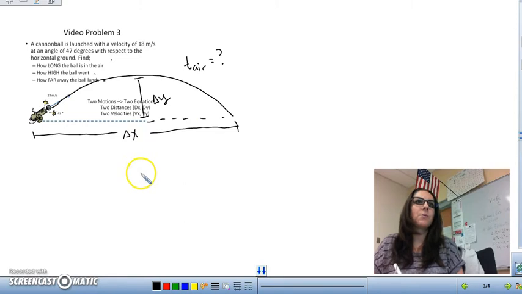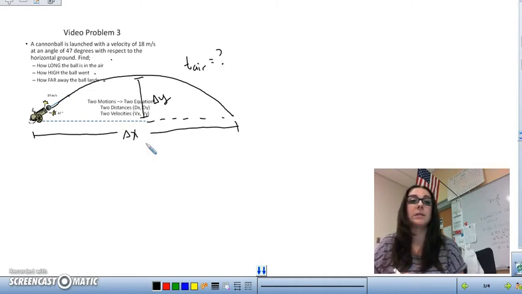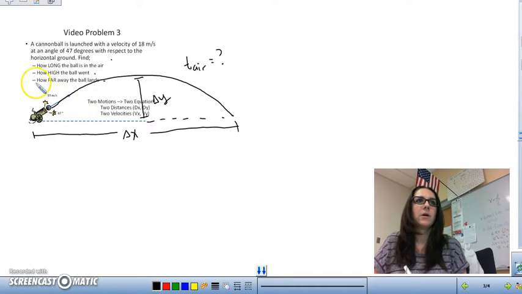Okay, so as always, when you have something like this, we need to break it down. And the first thing we need to do before we even begin thinking about solving the problem is breaking down our velocity into the x and y components. We're going to do that by solving a triangle, because basically this velocity here is 18 meters per second, which represents the hypotenuse of our triangle. And we have an angle of 47 degrees.